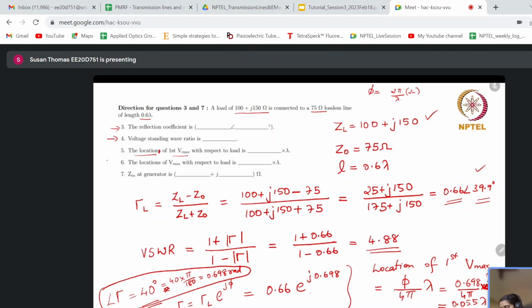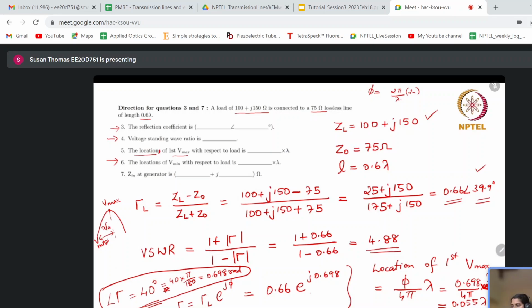Next question is the location of V minimum with respect to the load. When I say V minimum, we all know that the standing wave looks like this. If this is the V max, then this is the V min. So it's very clear that the location difference between Vmax and Vmin will be lambda by 4.